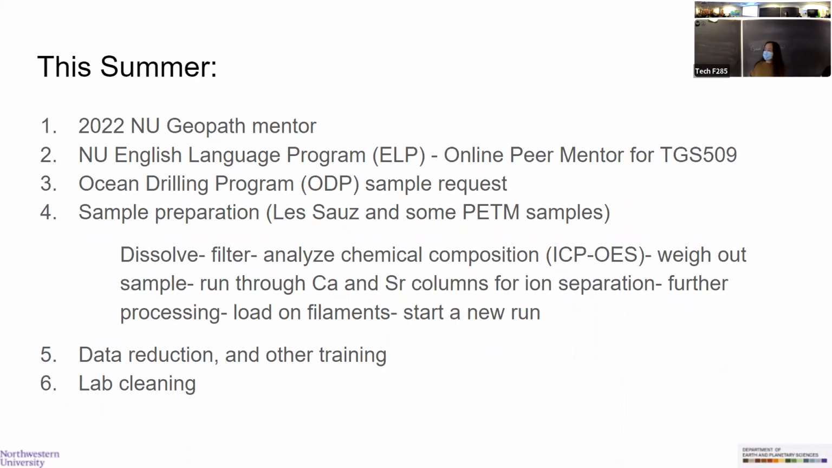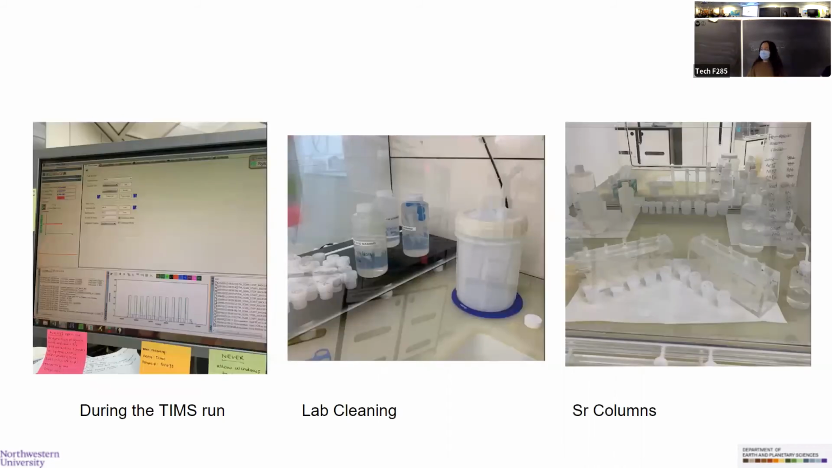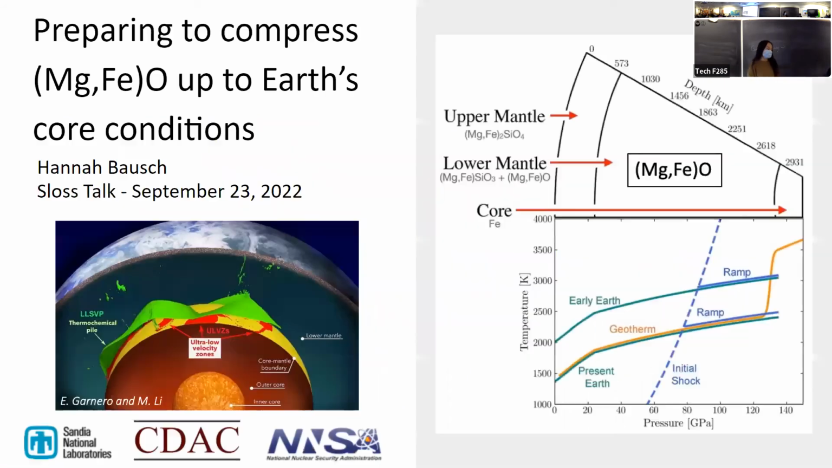And then I learned how to do data reduction with the help of Anna, and other trainings. And last thing, here are a couple pictures. This is what it looks like for a standard TIMS run. You can see we got signals. The machine measures 120 times of the same sample. And then lab cleaning, and this is what I did for strontium polymers. That's about it.